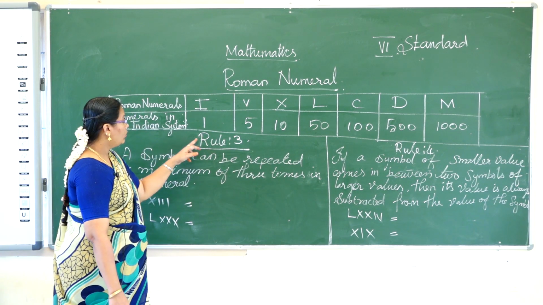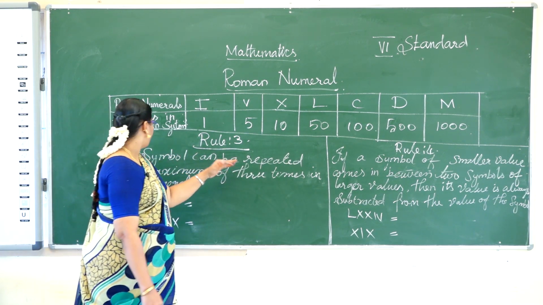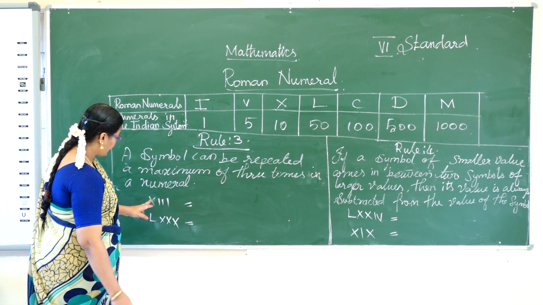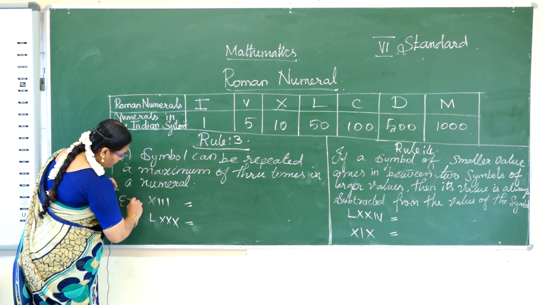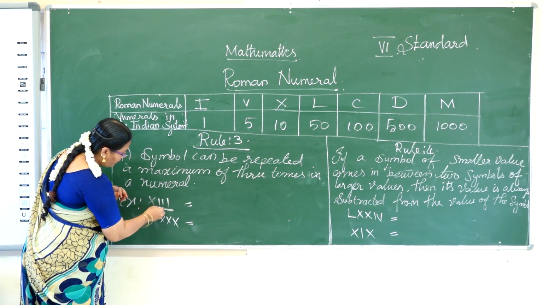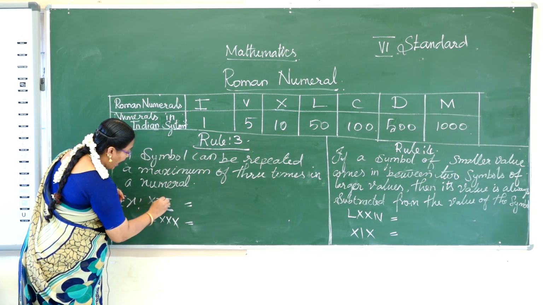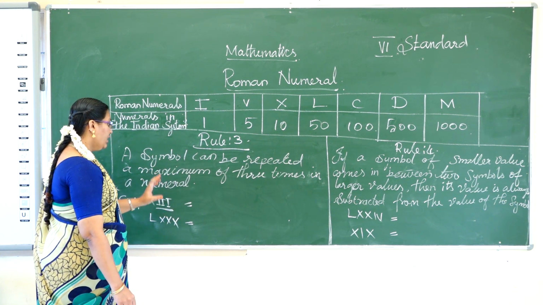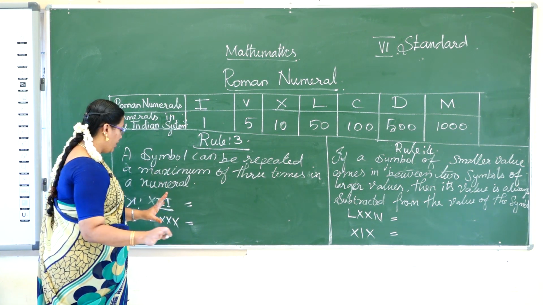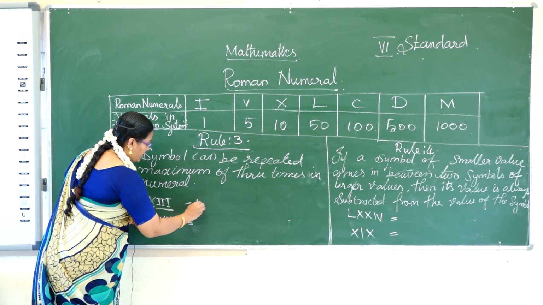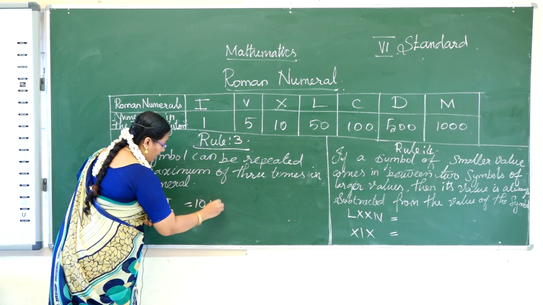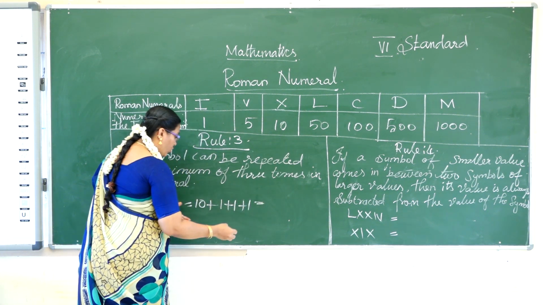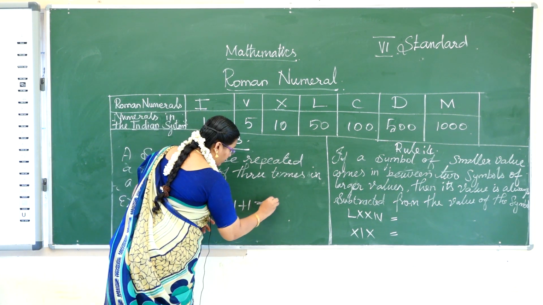Now see rule number 3. A symbol can be repeated a maximum of 3 times in the numerals. See the example. Here the numeral I is repeated 3 times. Maximum repetition is allowed for 3 times only. X value means 10 plus I means 1, next one I, next one I. So the total value of the given numeral is 13.